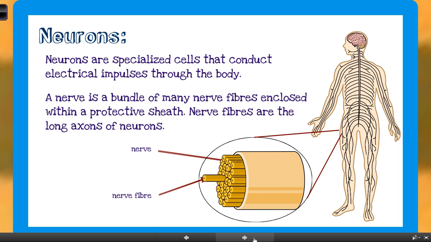Nerves are basically like a bundle, like a cable, and it's actually a bundle of a whole bunch of nerve fibers. You can see a nerve here, and inside the nerve it's basically a bundle of long, stretched out cells, these neurons, or actually it's part of the neuron, and we'll look at that in a second.